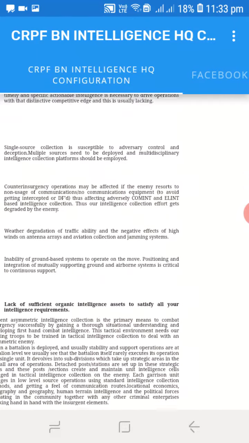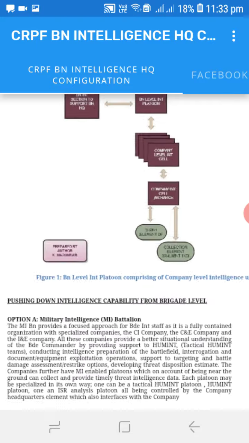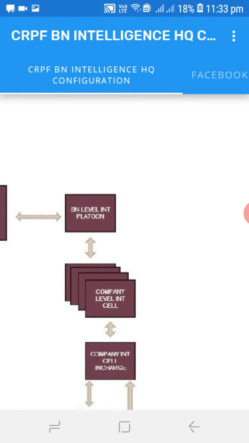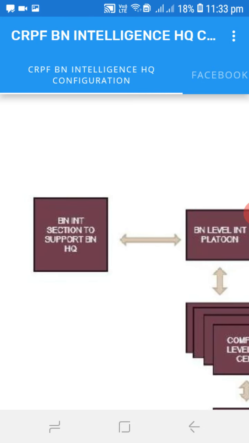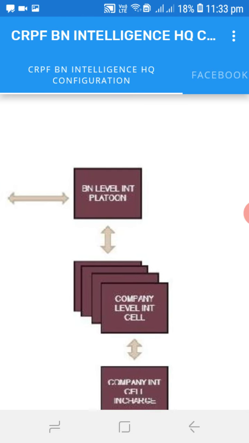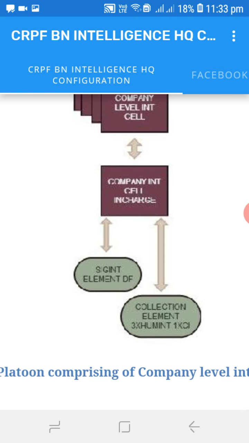This book contains in detail the entire collection strategy. Here is the battalion level int platoon comprising of company level int units. Here you can see the battalion int section supporting the battalion headquarters. Then the battalion level int platoon. Here are the company level int cells which go for collections. And each cell is in charge. There's a SIGINT element, there's a collection element. 3 into human, 1 CI. This was for the army.